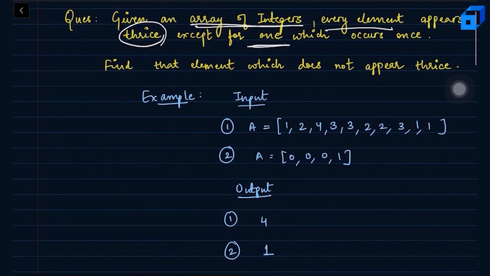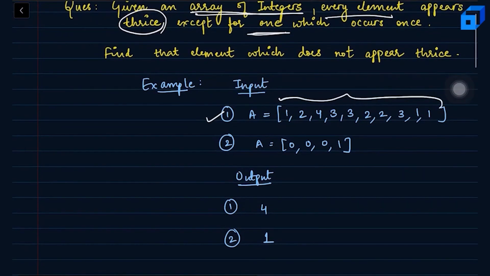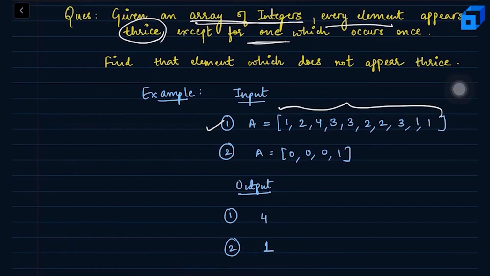Let's look at an example now to understand it better, right? The first array contains all these elements, and in this array, you will see that there is only one element, that is 4, that is appearing only once in this particular array. So for this first example input, the output is going to be 4.